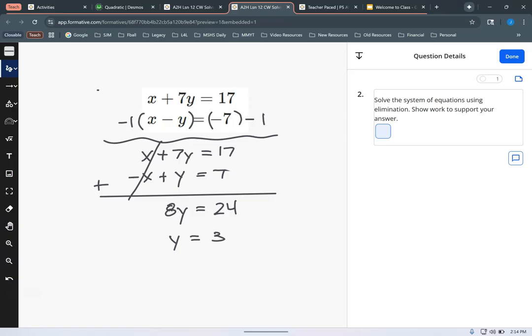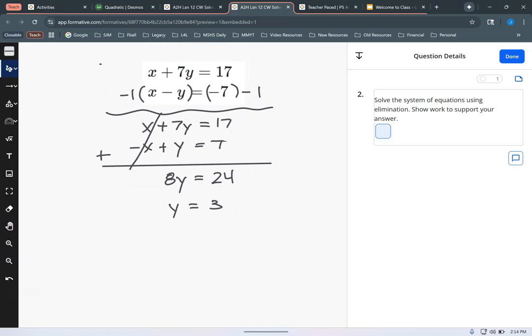And then you can use any one of these to go back and figure out your value. So let's do the first one. x plus 7 times y is equal to 17. So x plus 21 is equal to 17. x is equal to, subtract that off, and I get -4.